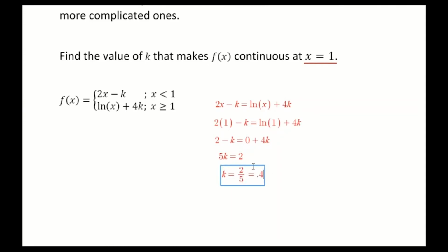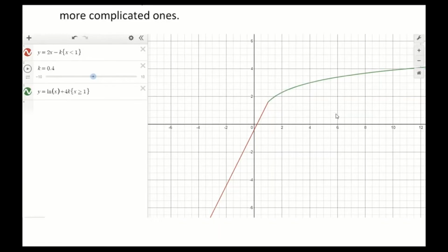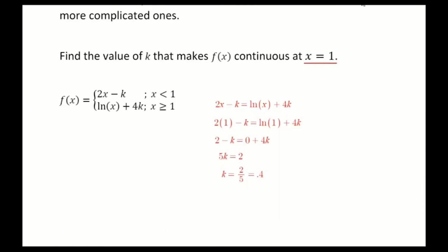That is the value that we saw in Desmos, which is kind of cool. If you're working out algebraically and what you get algebraically is what you see in Desmos, then you are in pretty good shape. Okay, so 0.4 matches up with what we thought it was going to be. So there we go. That's how you find k.